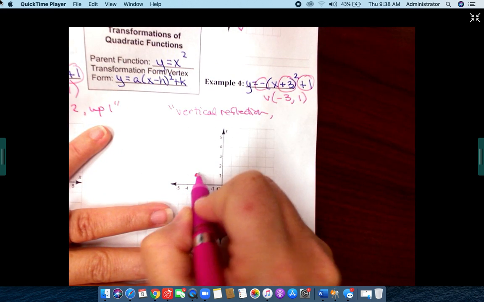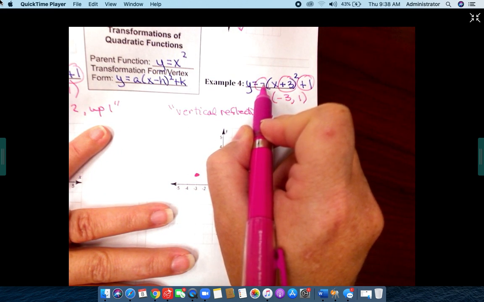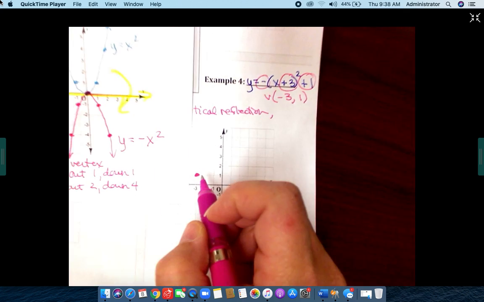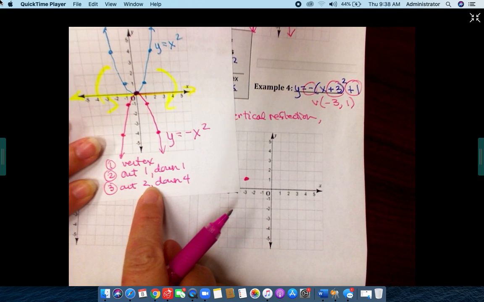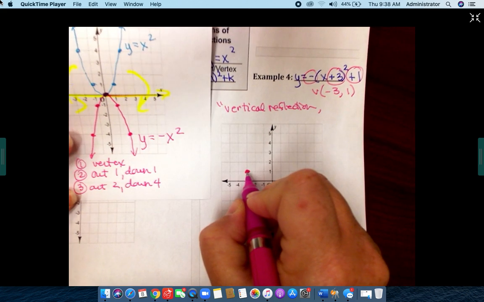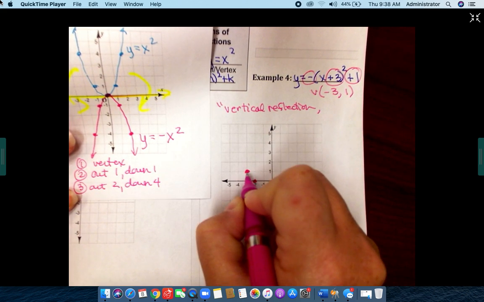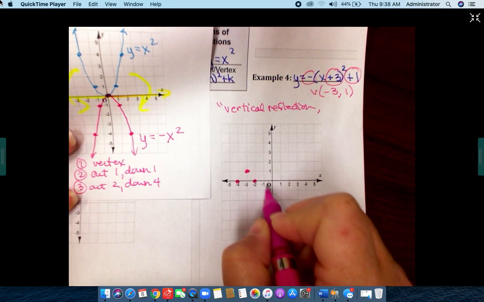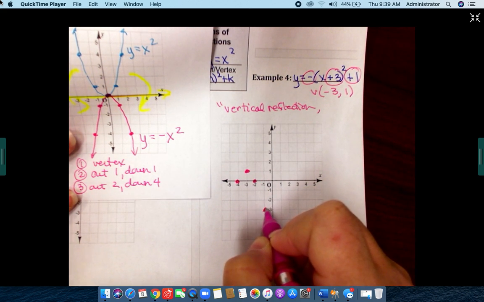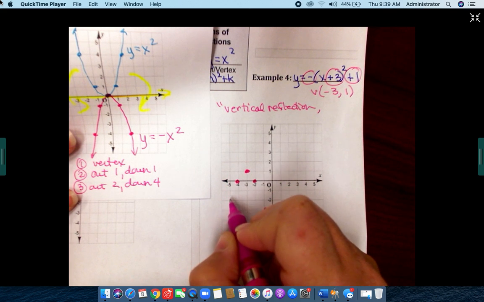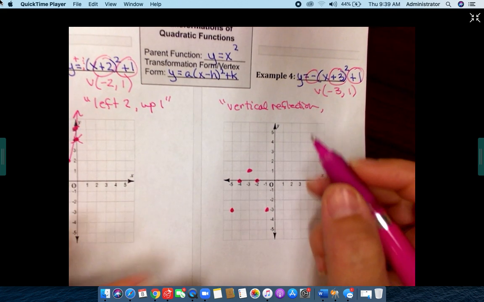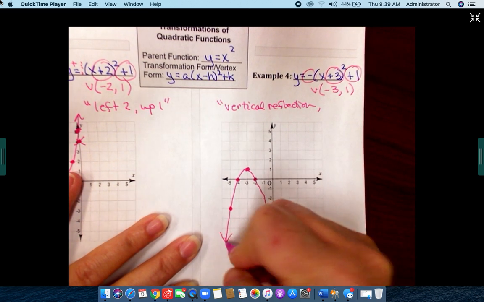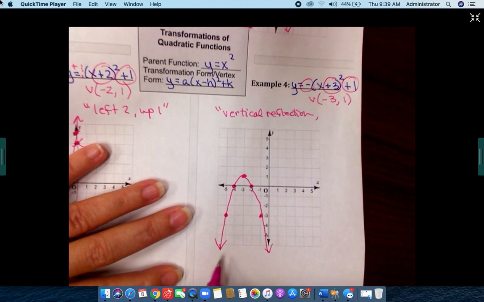And then, because my a value is negative, I'm going to go down. So exactly what we did here for y equals x squared is what we're going to do. From our vertex, we're going to go out 1, down 1, out 1, down 1. Then out 2, down 4, out 2, down 4. And that's it, guys. So that's how you graph it.